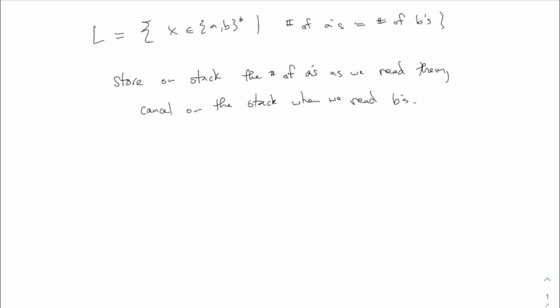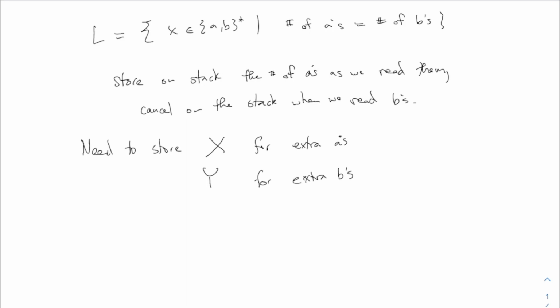I'm going to have two separate things that I put on the stack. I'll call them X and Y. X means I have extra a's so far, and this is how many I have. And Y means I have extra b's so far, and this is how many I have. And then you cancel them off accordingly. So really, we need to store X for extra a's, and I'll call it Y for extra b's.